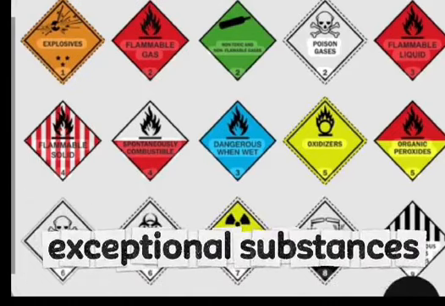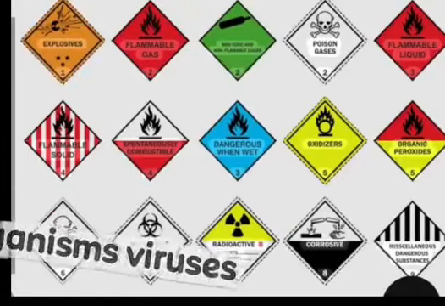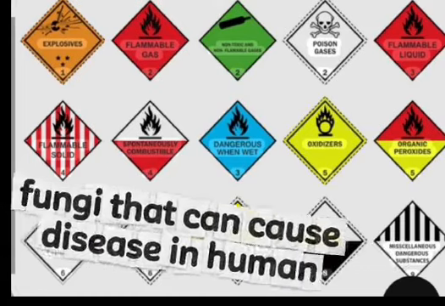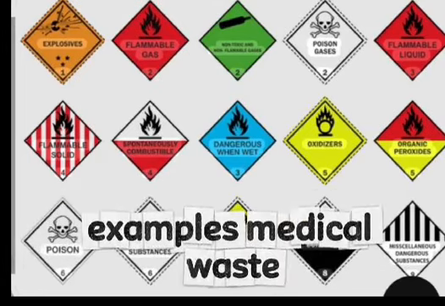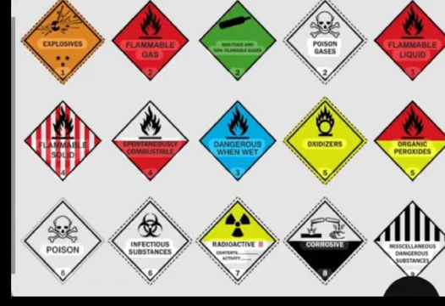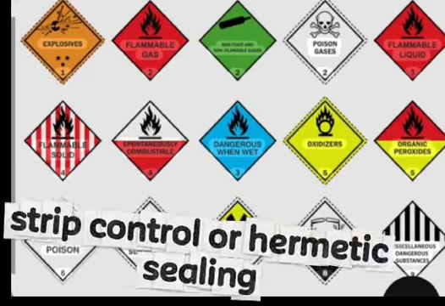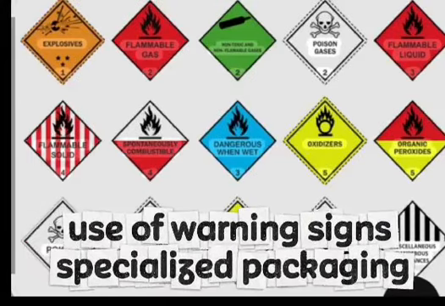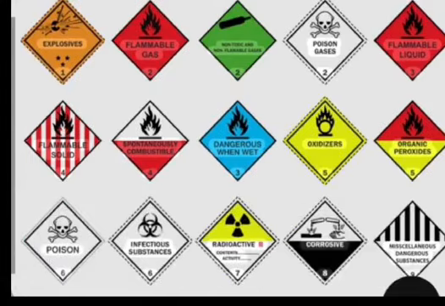Description: substances known or reasonably expected to contain pathogens, microorganisms, viruses, rickettsiae, parasites, fungi that can cause disease in humans or animals. Examples: medical waste, cultured specimens. Handling requirements for class 6: strict control or hermetic sealing, use of warning signs, specialized packaging, protective clothing, and specialized containers.